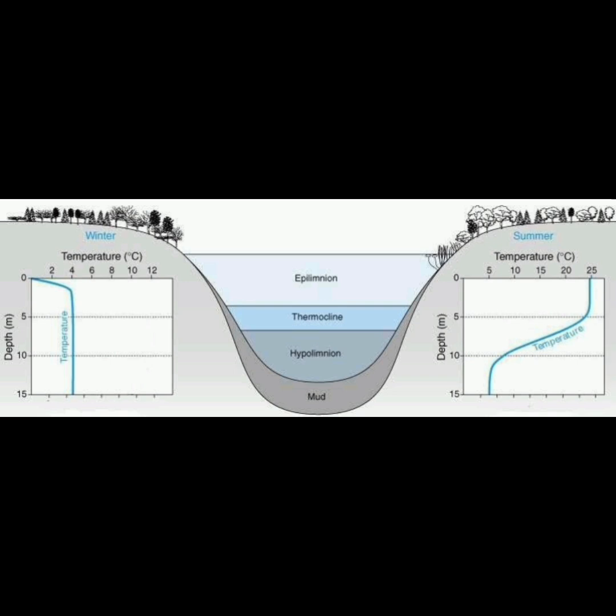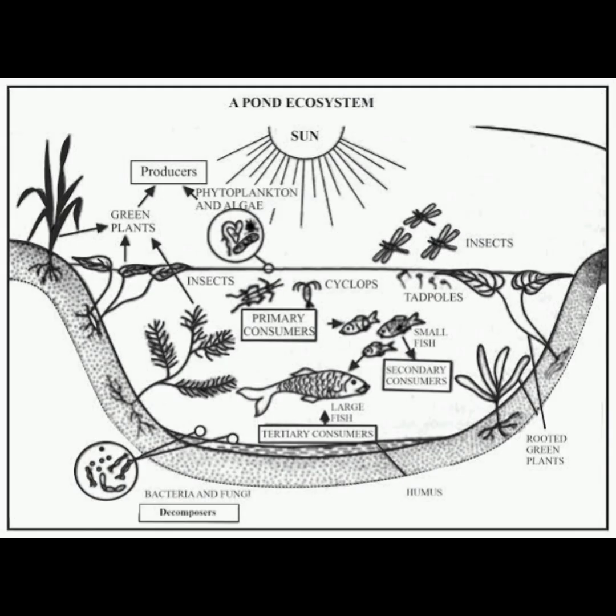This thermal stratification is more prominent in the case of deep permanent ponds, because in shallow permanent ponds, the water will be almost uniformly warm all over the period. So this kind of thermal stratification can be seen in deep ponds.